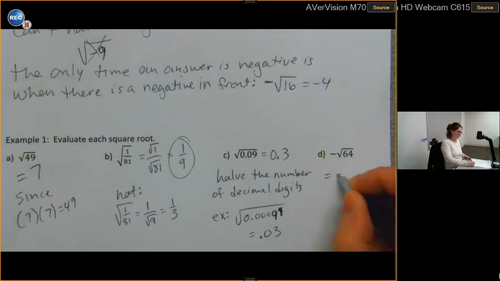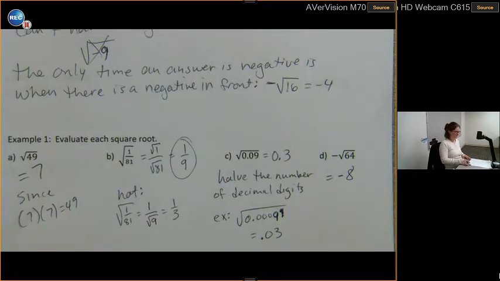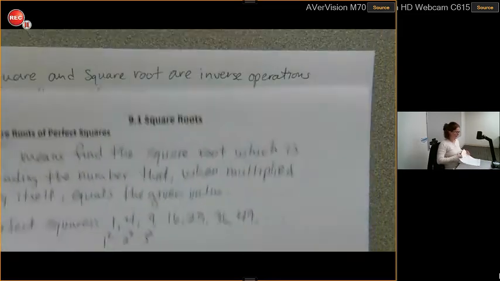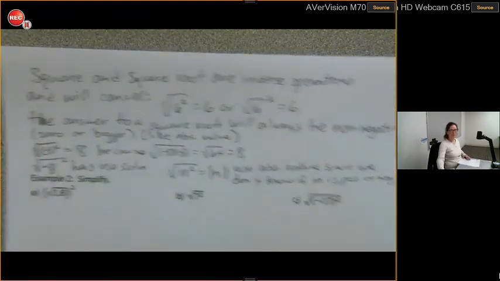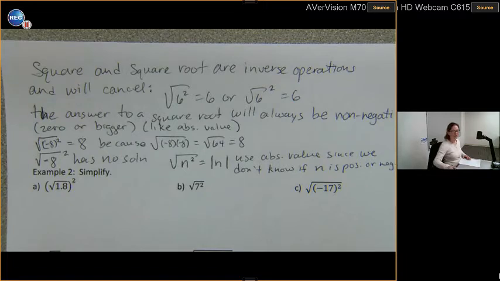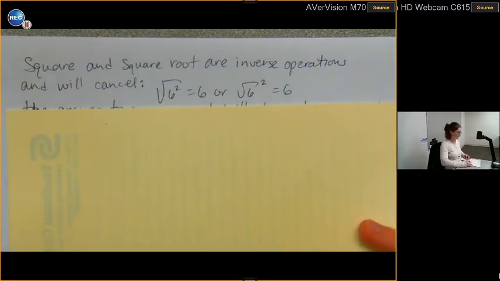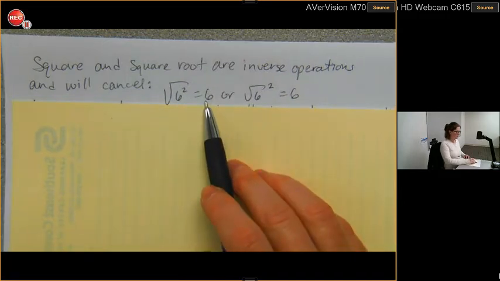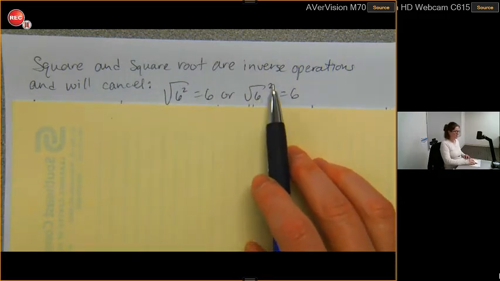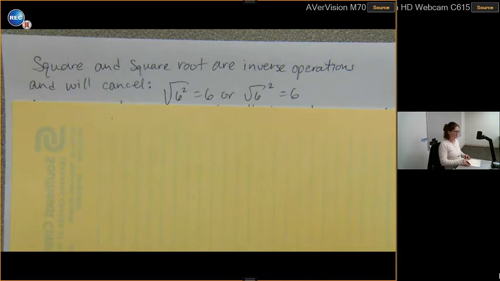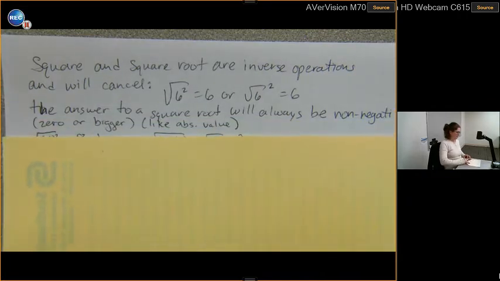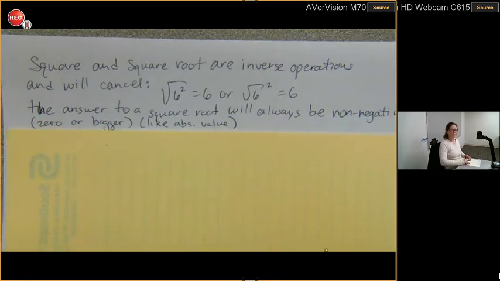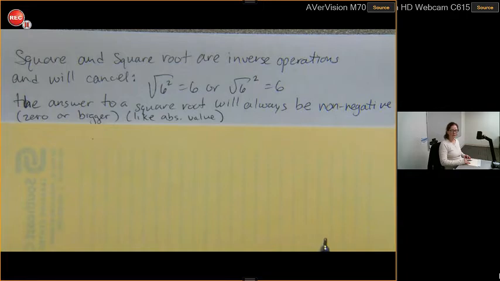Negative square root of 64 is going to be negative 8. When we have squares and square roots, they are inverse operations and will cancel. So the square root of 6 squared is just 6, or the square root of 6 with a squared on the outside is also 6. The answer to a square root will always be non-negative. Non-negative means 0 or bigger, just like absolute value.